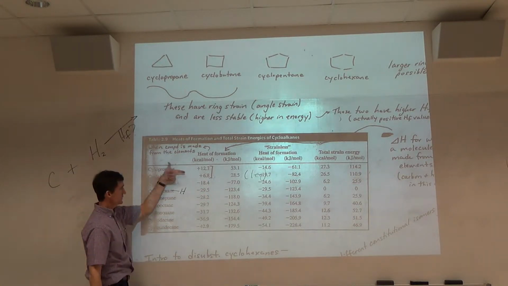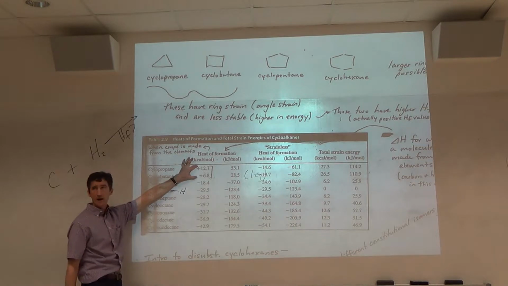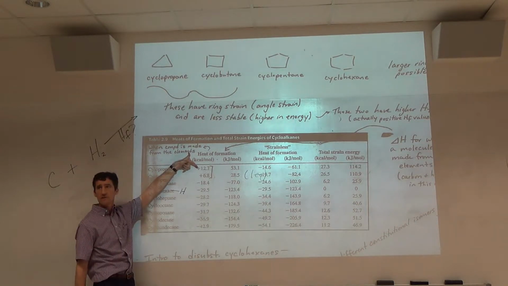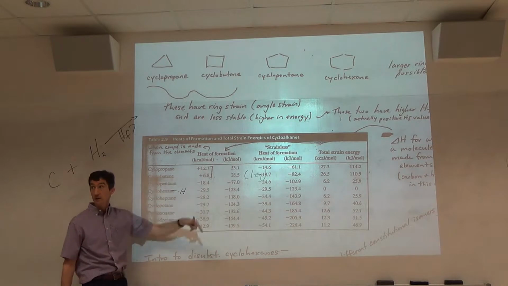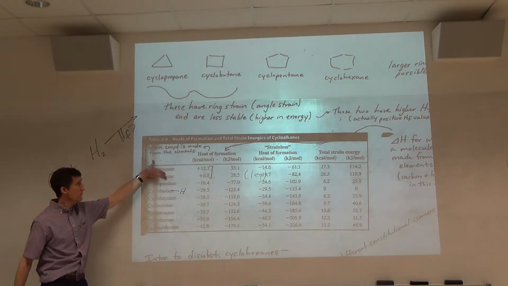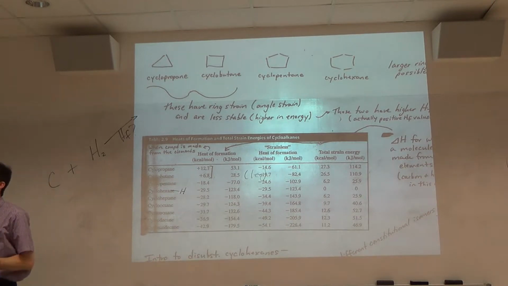But look at the first two. These are actually positive heats of formation. What does that mean? Whenever you make cyclopropane, it doesn't give off 12.7. What does it do? It requires 12.7. So does butane. Why do these two require? It's written there. Somebody tell me.